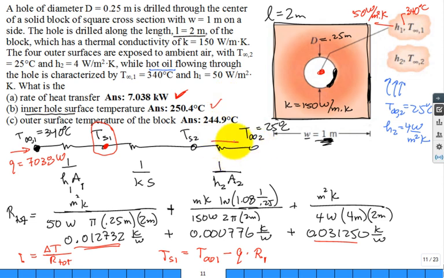Same thing over here. You have the flow. It's still 7,038 watts flowing through this resistor. You know this temperature, you back it up. Professor, we already calculated this one, why don't we just keep... You're going to get the same value. Go both ways, you'll get the same value.